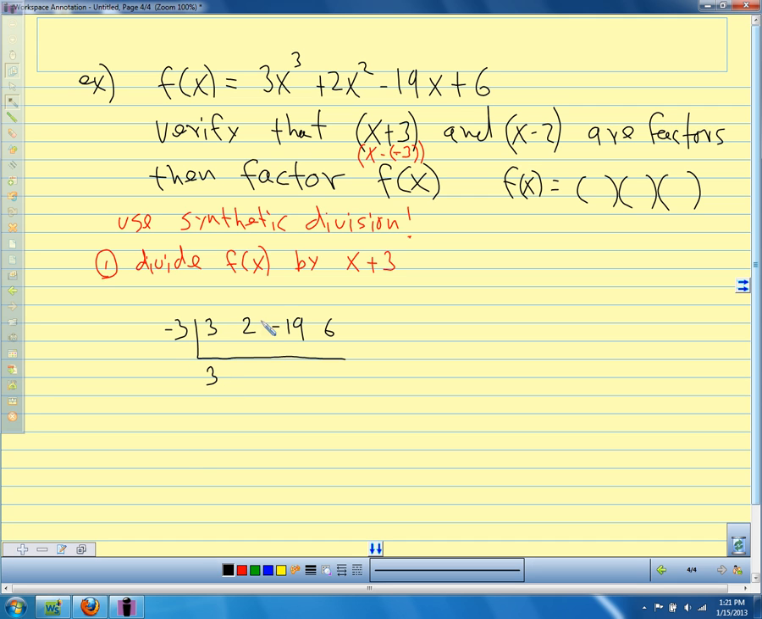Bring the 3 down, and now we're going to do synthetic division. 3 times negative 3 is negative 9. Negative 9 plus 2 is negative 7. Negative 3 times negative 7 is positive 21. 21 minus 19 is 2. 2 times negative 3 is negative 6. And my remainder is 0. So the remainder is 0. So x plus 3 is a factor.